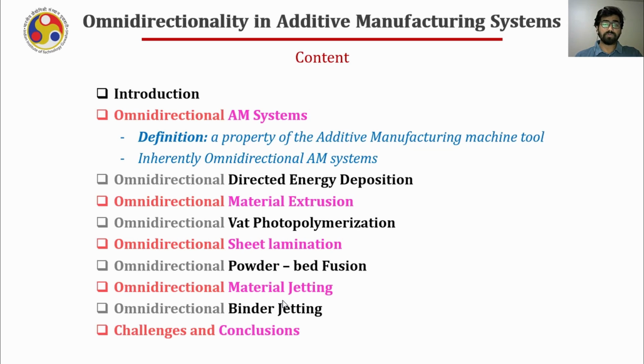This is going to be the content for today's lecture. We shall discuss briefly the introduction of additive manufacturing, the different processes by ASTM, and then we shall rearrange them based on omnidirectionality. And then we shall discuss the omnidirectional additive manufacturing system. We'll try to give a proper definition of the same. We shall discuss the inherently omnidirectional additive manufacturing systems. And then we shall discuss in detail the omnidirectionalities in all 7 processes of additive manufacturing defined by ASTM, like omnidirectionality in direct energy deposition, omnidirectionality in material extrusion, omnidirectionality in wet photopolymerization, omnidirectionality in sheet lamination, powder bed fusion, material jetting, binder jetting, and then in the end we shall conclude our presentation.